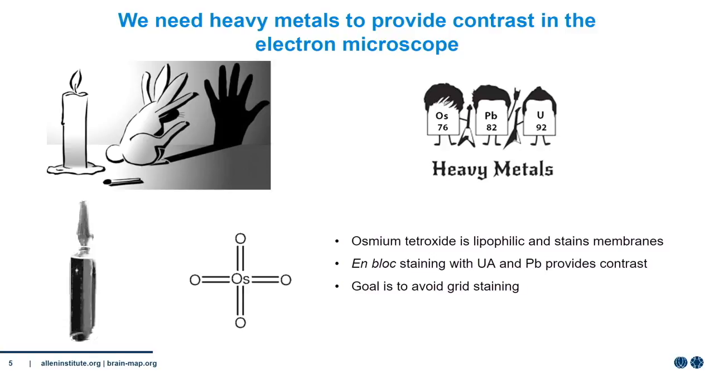Our primary heavy metal that we use is osmium tetroxide. We really like it because not only does it fix the sample, but it is lipophilic and thus stains the membranes, which is critical for the autosegmentation. It's followed up with en-bloc staining of uranyl acetate and lead citrate, and the overall goal for this is to avoid section staining, which could cause a lot of problems with precipitation and other forms of contamination on our very delicate sections.